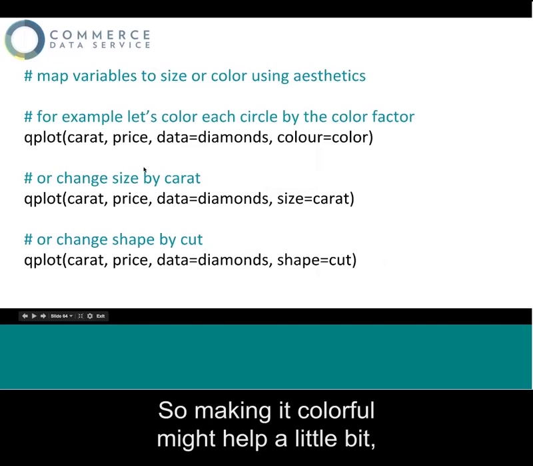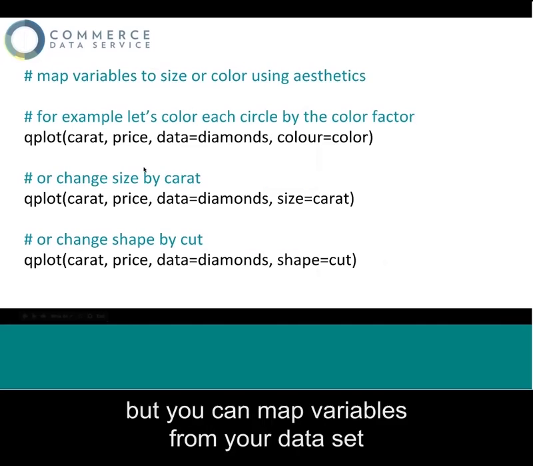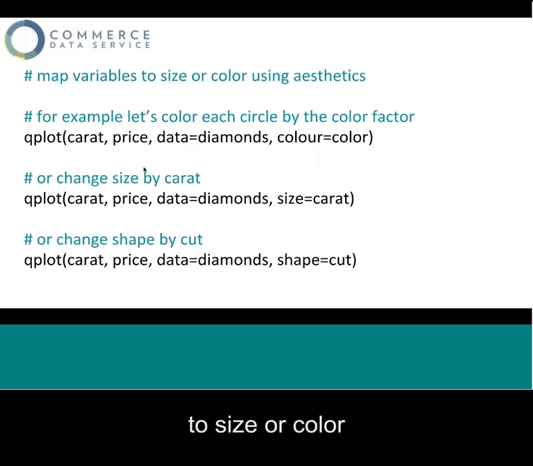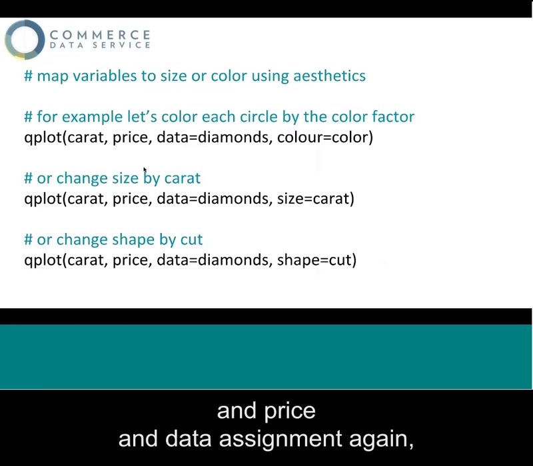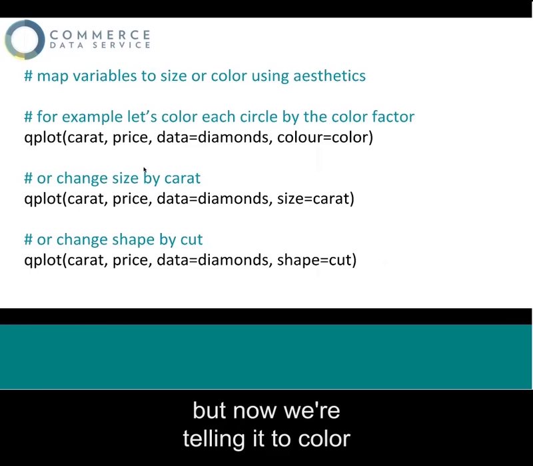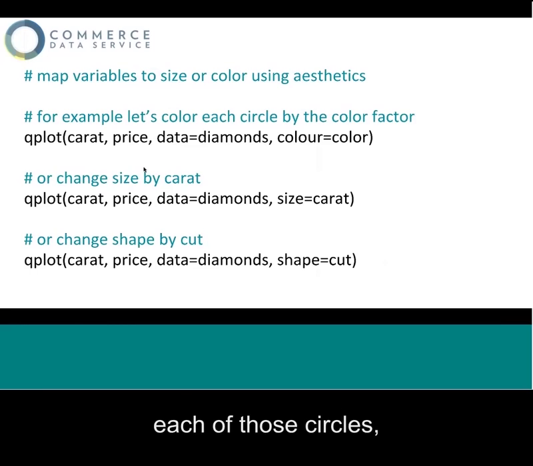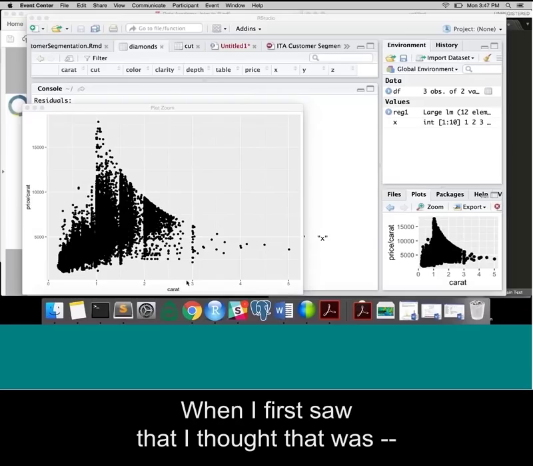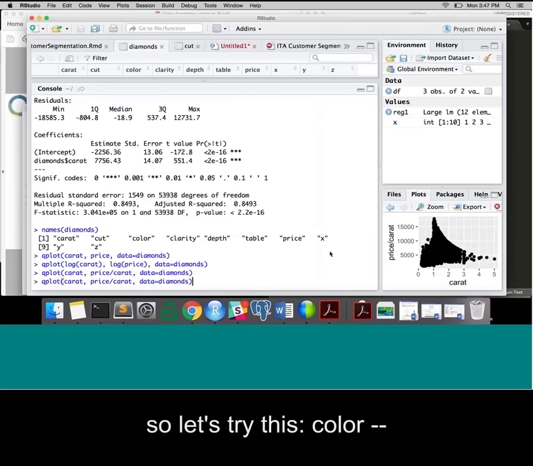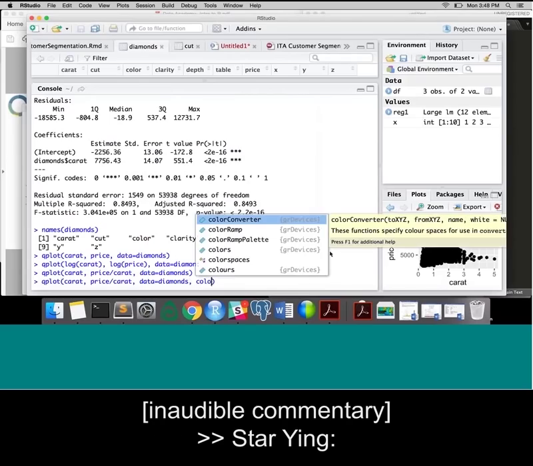So making it colorful might help a little bit, but you can map variables from your data set to size or color using aesthetics in ggplot. Here we have our plot of carat and price with data as diamonds again, but now we're telling it to color each of those circles based on the color column, because there was actually a column named color. When I first saw that, I thought that was so let's try this. Color.